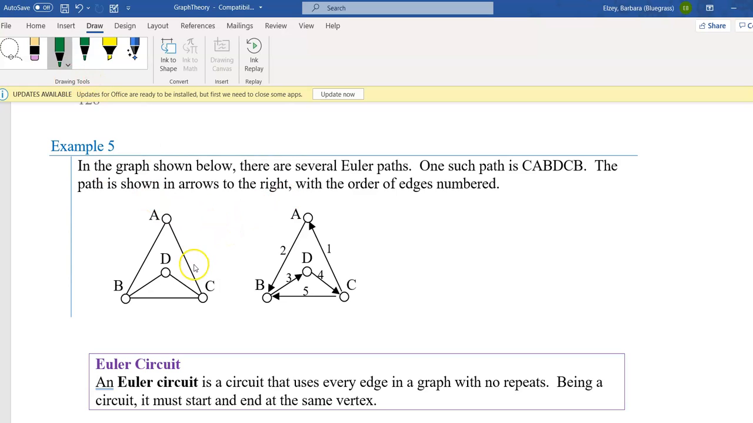Notice that if I were to kind of shade across that, C, A, B, D, C, B, I've covered every single edge. Now I'm going to erase those. All right, and notice also they put arrows here kind of showing the directions there.